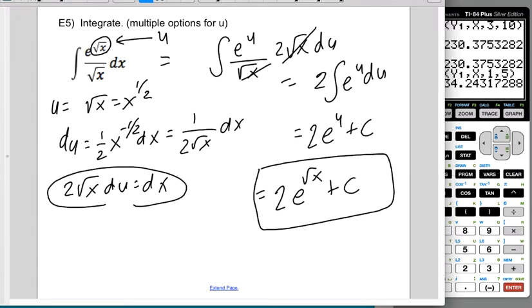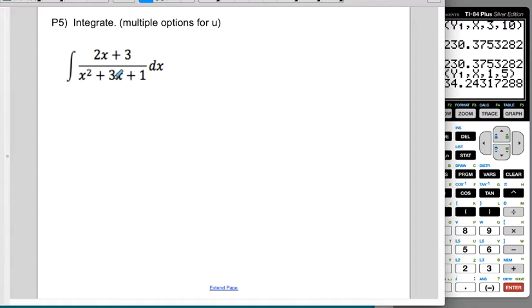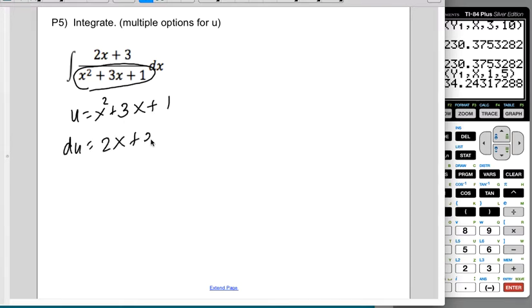All right, moving on. So here, the question is, is the u the thing on top or the thing in the bottom, right? Well, being on top of a fraction isn't actually being inside a function, because that just means you're to the first power. But being in the denominator means that you're actually to the negative 1 power. So I'm going to try making my u the denominator. And my du will be 2x plus 3 dx. Well, look, that's convenient. That's literally the top.